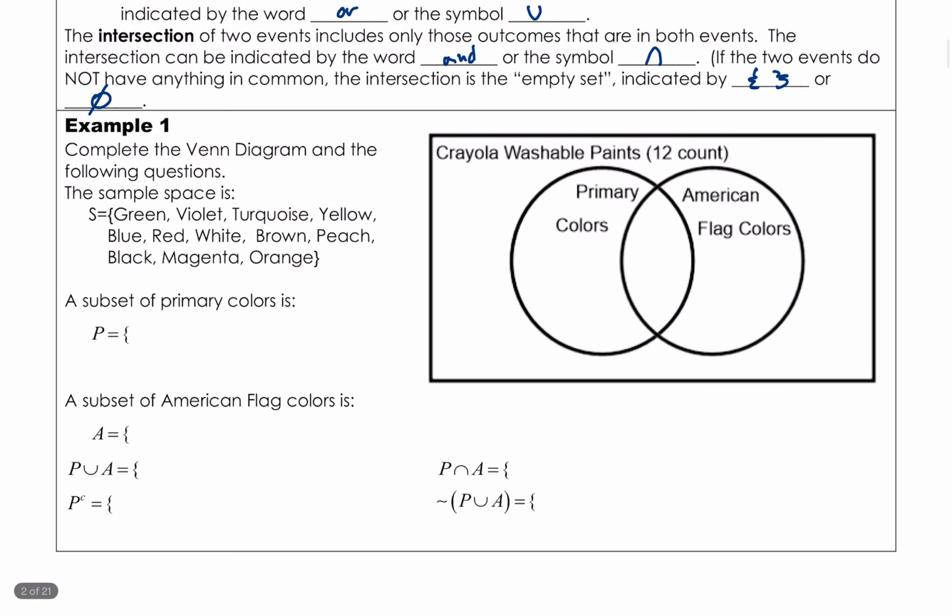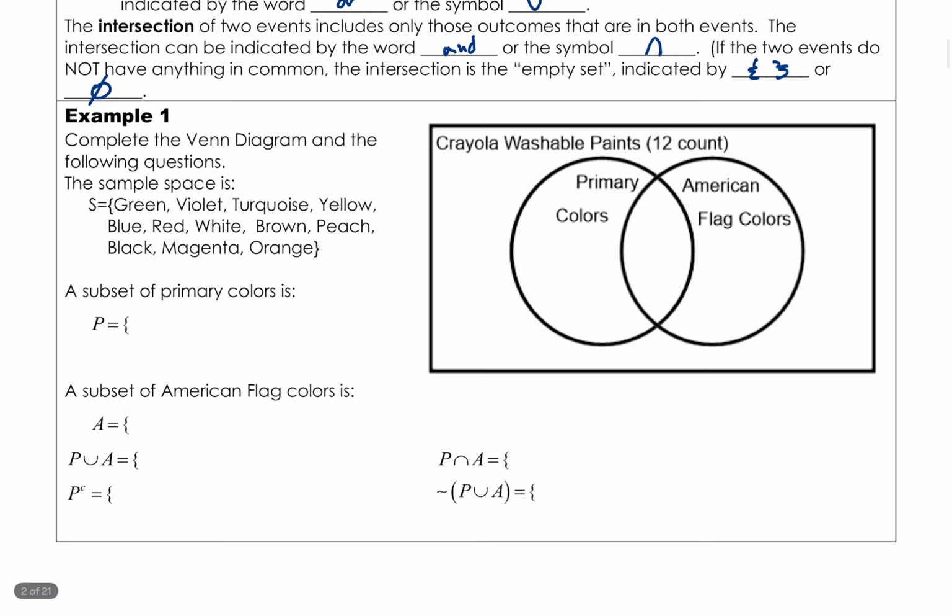Okay, looking at example 1, we're supposed to complete the Venn diagram with the following. The sample space is green, violet, turquoise, yellow, blue, red, white, brown, peach, black, magenta, and orange. Our Venn diagram has primary colors over here, American flag colors over here, and the inside would be the overlap. What's a primary color and an American flag color?